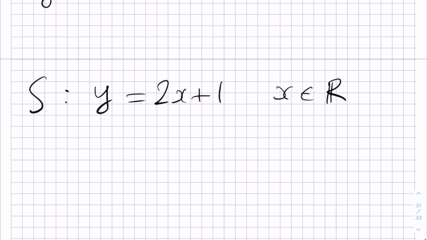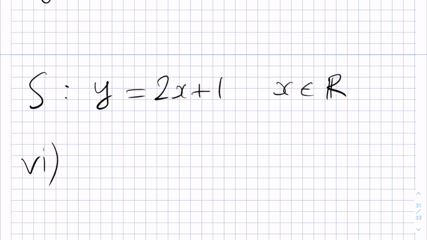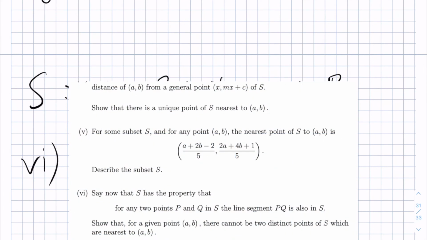Lastly, let's discuss the final part, part 6. This asks us to suppose that S has the property that for any 2 points P and Q in S, the line segment PQ is also in S. Out of interest, this means that S is called a convex set. Show that for a given point (a, b), there cannot be 2 distinct points of S which are nearest to (a, b).